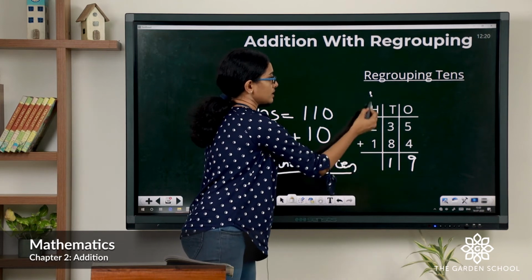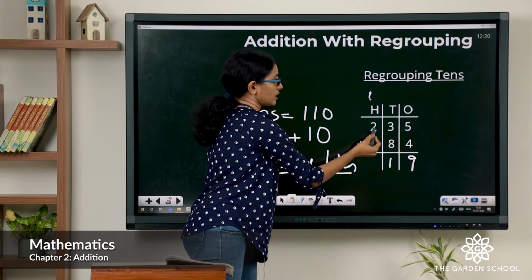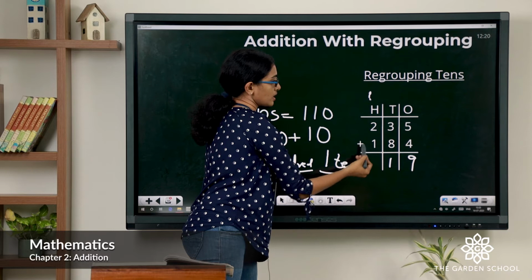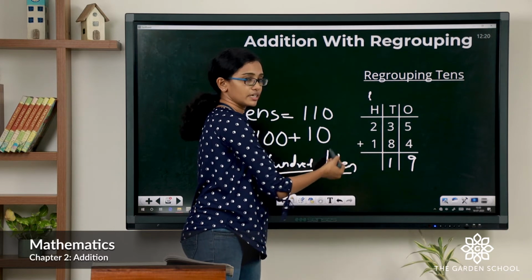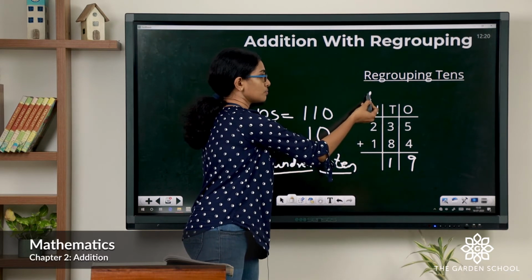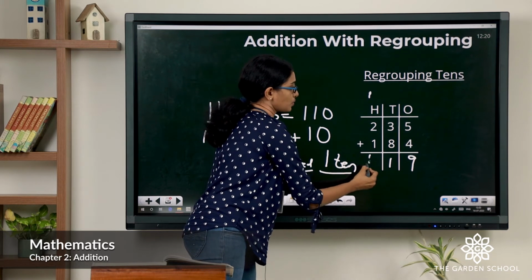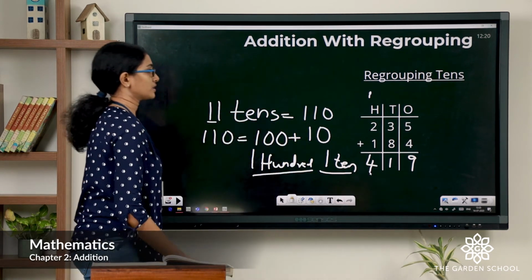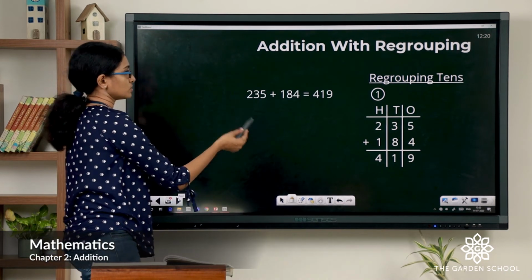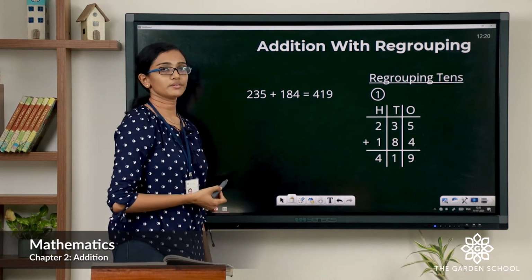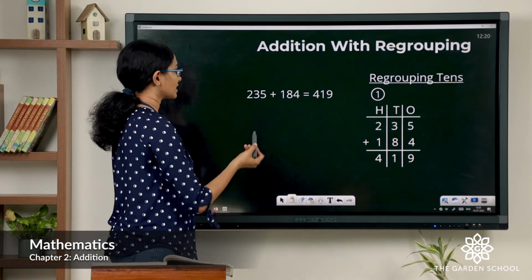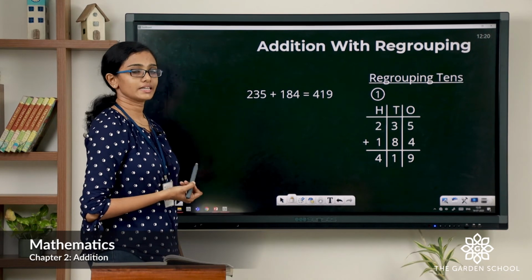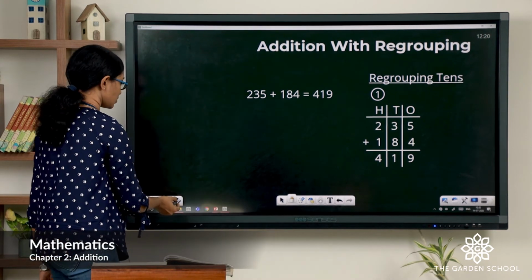Now what is the sum in this case? Now we have 200 plus 100, that's equal to 300, then plus 100 equal to 400. So 235 plus 184 gives you the sum 419. I hope this is clear to you.